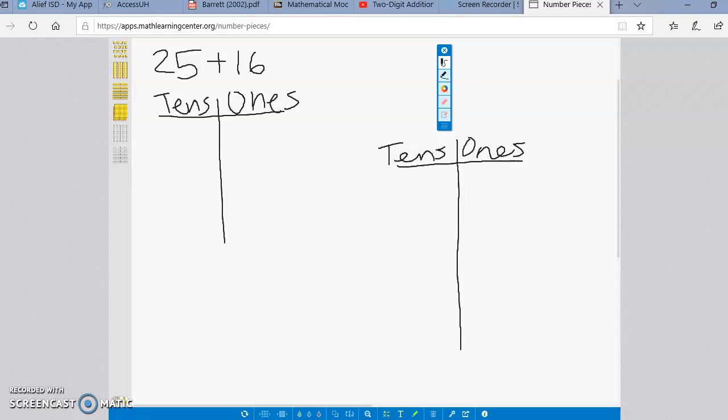So the pictorial model is very similar to the concrete. We are going to show our 25 patients first. 10, 20, 1, 2, 3, 4, 5. And then we are going to show our patients with broken bones. 10, 11, 12, 13, 14, 15, 16.